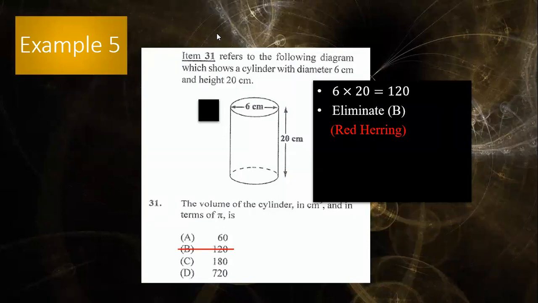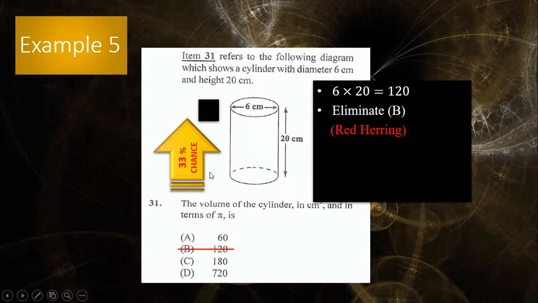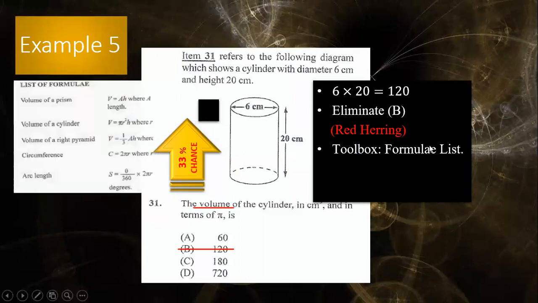Questions? Right? But this is not how you find the volume of a cylinder. What you have to do is, with the elimination, the chances go up by 33%. Right? So we're going to find the volume of a cylinder. And in that case, go to the toolbox, our formula list at the beginning. And this is the volume of a cylinder. That's the formula.